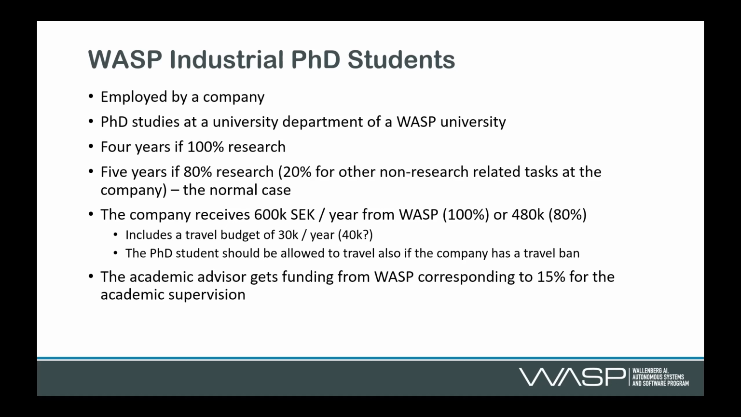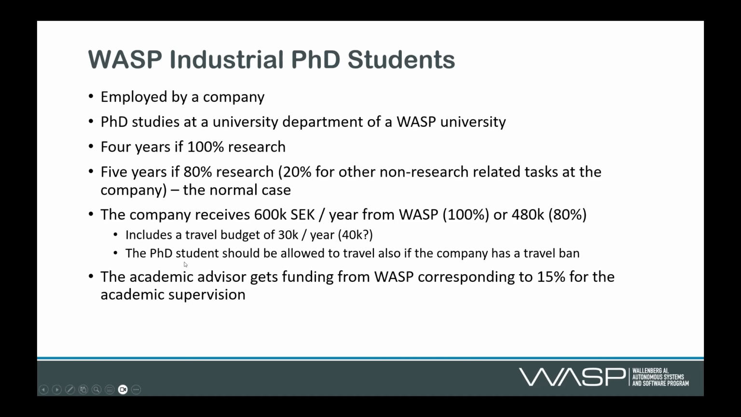And for this, the company receives 600K Swedish kronor per year from WASP if the studies are done at full time, 100%, or if it's done at 80%, the company receives 480K per year. And this money should include a travel budget. When I saw this slide, it said 30K per year, but I actually think it's 40K per year. That is the travel budget for the academic university PhD students.